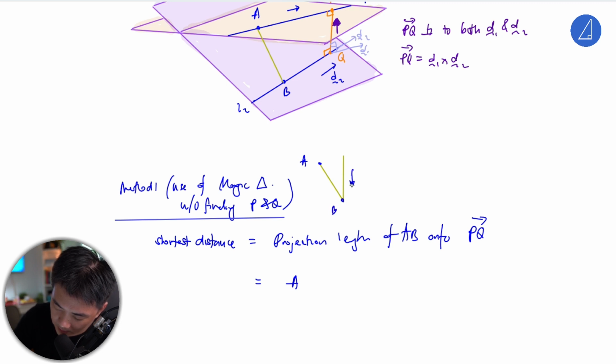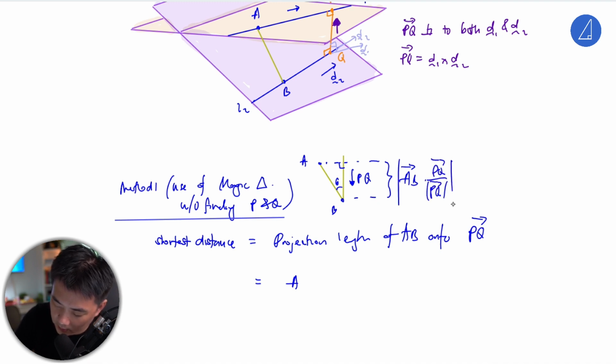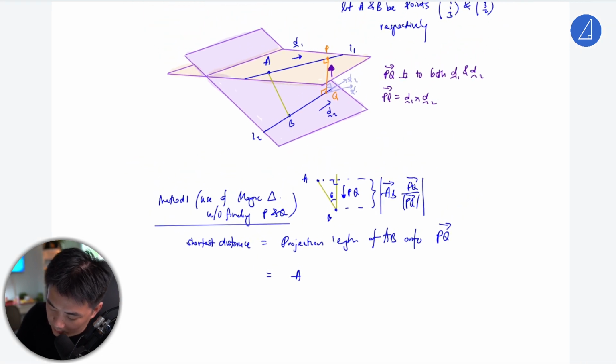Then this direction here is PQ. You project it, and this would just be AB dot PQ unit vector, which is quite straightforward, I think. So in this case, what you can do is just AB dot with PQ over the modulus of PQ here. I think both methods will probably require you to find PQ.